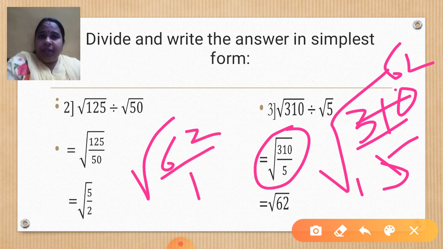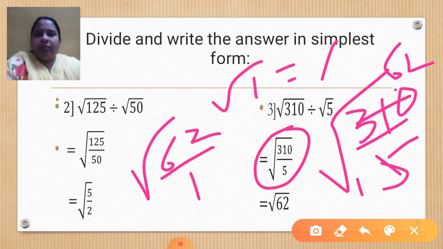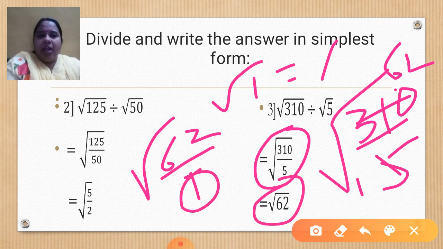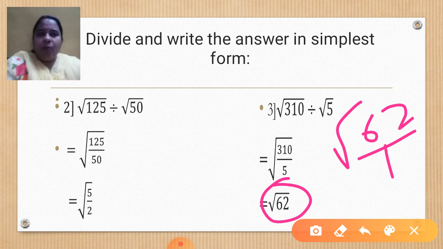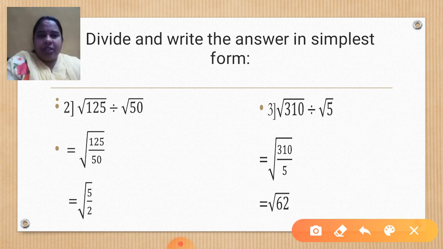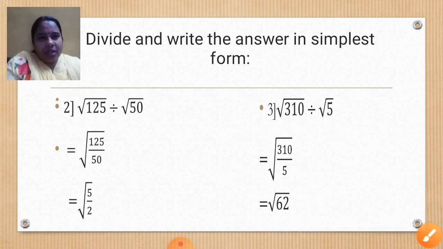Now as I explained to you in the beginning of this session, square root of 1 is nothing but 1. That is the reason we don't write this when we write the final answer. And the final answer is square root of 62. We don't write it as square root of 62 upon 1 because this is understood, square root of 1 is 1. Okay, so what is the final answer? Square root of 62. I hope both the sums are clear to you.